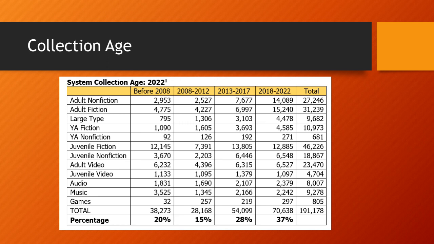So in this table, we can see that about 65% of our collection was published within the past 10 years. And again, 37%, that's the highest percentage of the collection, was published within the past 5 years. 20% published prior to 2008 is too high and shows that we need to review some of our collections, in particular, the nonfiction.